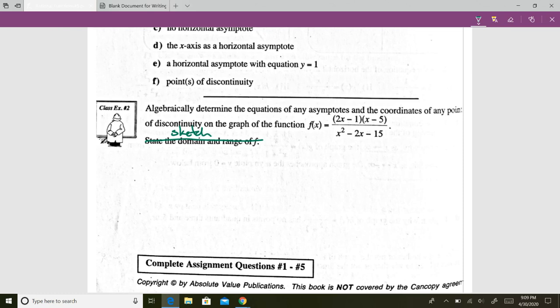Okay, so the top is already factored for us, which is nice. So we should factor the bottom. Okay, so the bottom quadratic multiplies to -15 and adds to -2. That's going to be (x minus 5)(x plus 3). So right away, you can see the x minus 5's cancel. And you're left with 2x minus 1 over x plus 3.